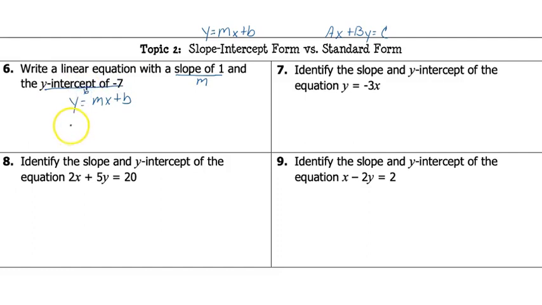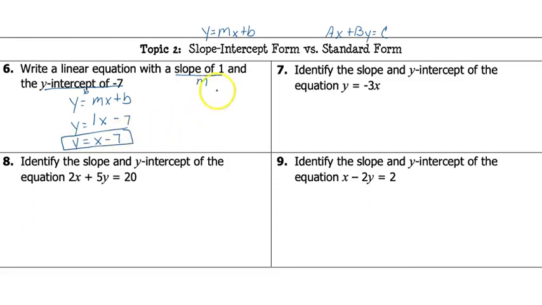so let's rewrite this. Y equals 1x, putting the 1 exactly where the m is, and minus 7. It's a -7, so subtract 7. Remember, we don't really write the 1x anymore, so we'd actually just say y equals x minus 7.